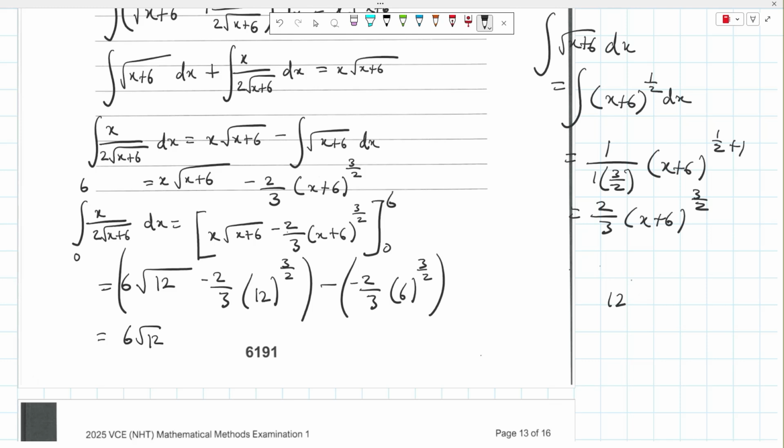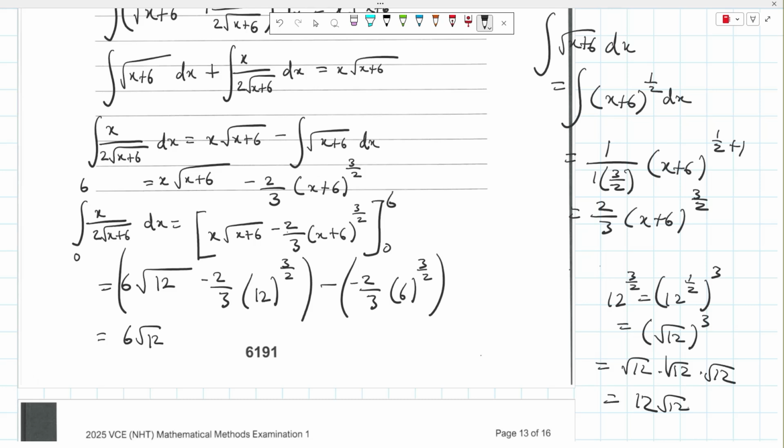Now, 12 to the 3 over 2 is the same as 12 to the half cubed. So it's the same as root 12 cubed. That's just root 12 times root 12 times root 12. That's just going to be 12 root 12. Okay, so we get minus 2 on 3 times 12 root 12 plus 2 on 3. Now 6 to the power of 3 over 2 follows a very similar logic. That's just going to be 6 times root 6.